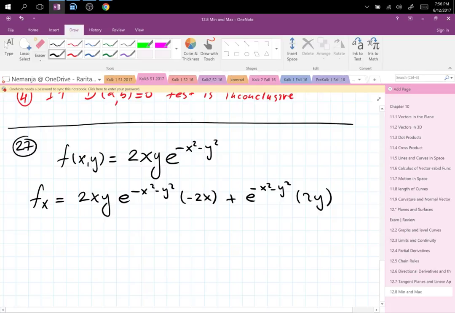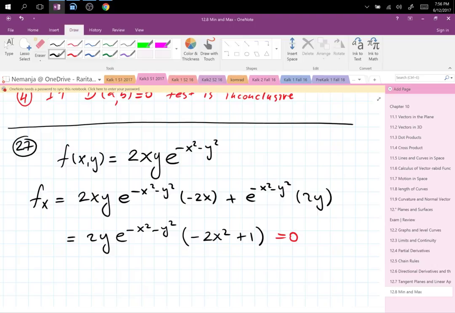And now, when you factor out what you can, which is 2y e to the negative x squared minus y squared, what's left is negative 2x squared plus 1, I hope, right? And then we set this equal to 0, and we solve this equation.